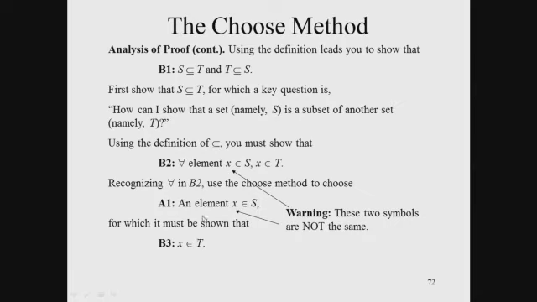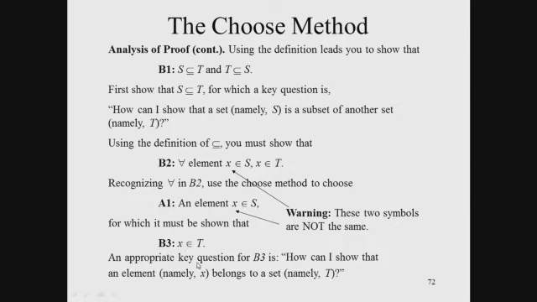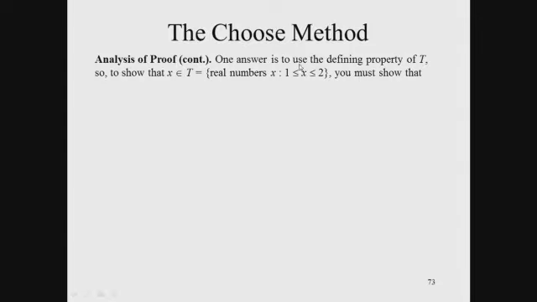And now we have to complete this proof. Work forward from A1 and backward from B3. So let's work backward from B3. What's the key question? How can I show that an element is in a set? Exactly. How do you show an element is in a set? If it satisfies the defining property of the set. What's the key question for B3? How can I show that an element belongs to a set, for which an appropriate answer is I have to show that the element, in this case X, satisfies the defining property of the set T. So here's the defining property of the set T. And so I have to show that X is between 1 and 2.